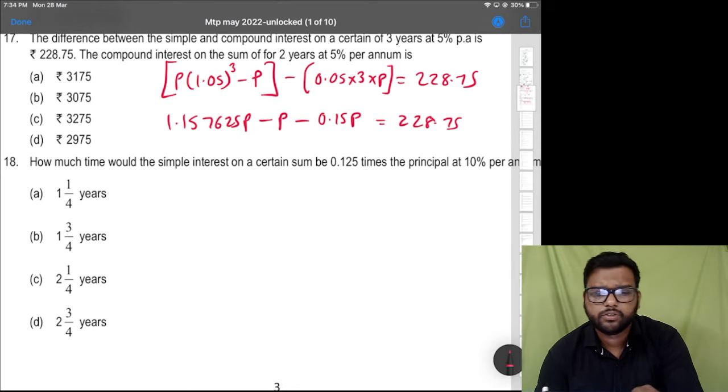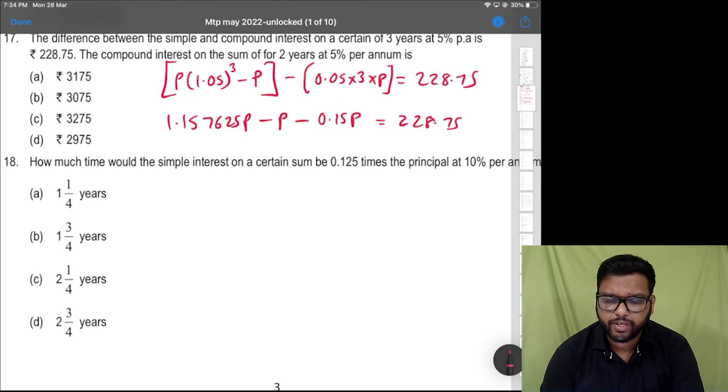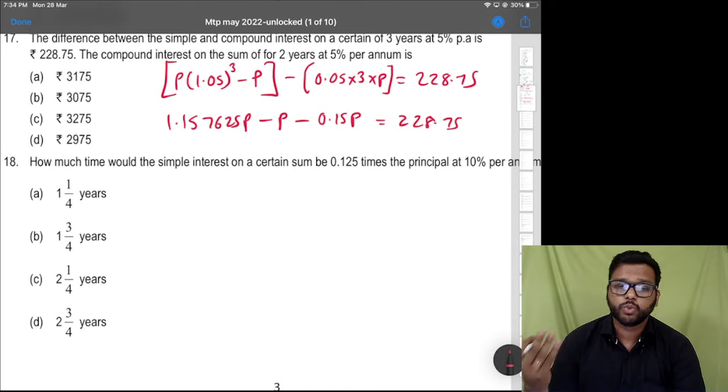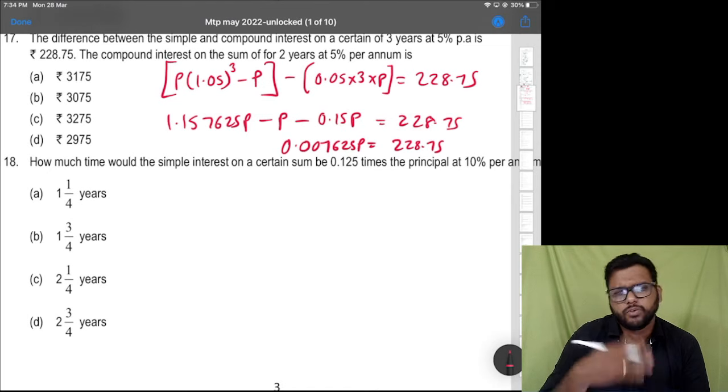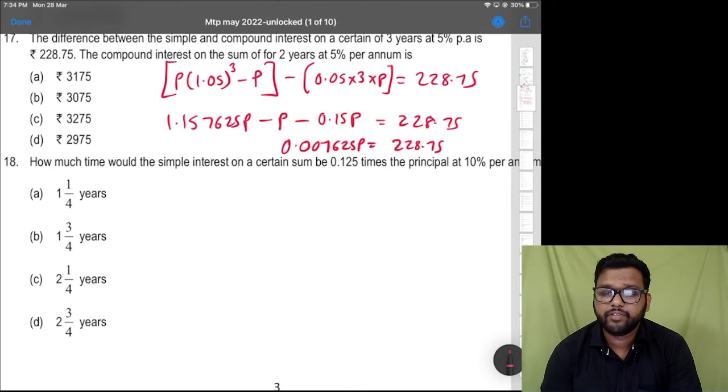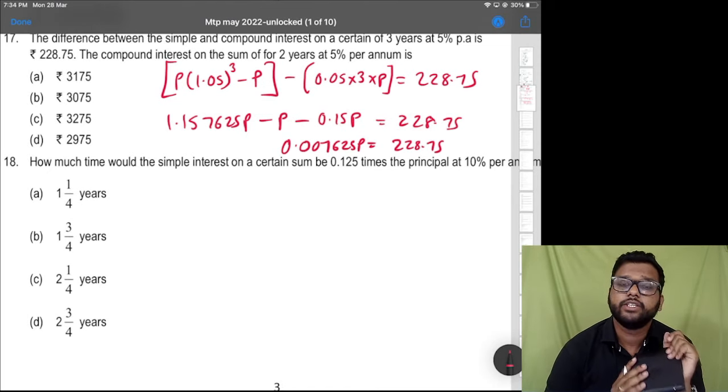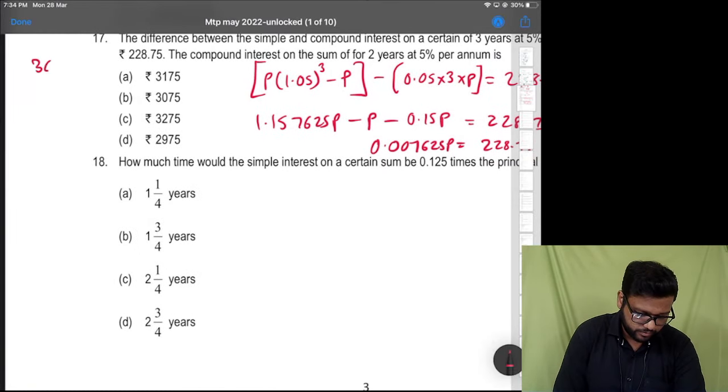So just let's do it on calculator. 1.157625 minus 1P minus 0.15, that gives us 0.007625P. 0.007625P is equal to 228.75. So we can just divide it. 228.75 divided by that is 30,000. That means principal is 30,000.